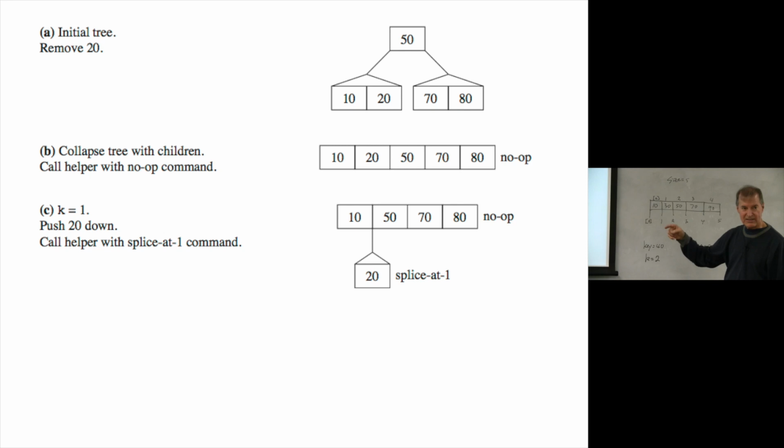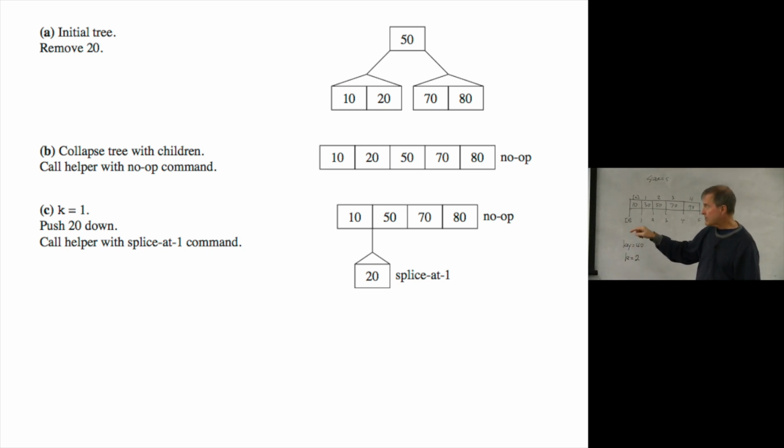And notice that the function that gets passed along is splice at 1. Right? Because if we got pushed down and it were not equal, we'd have to splice it back. But this time, okay, splice at 1, and now it gets called again.